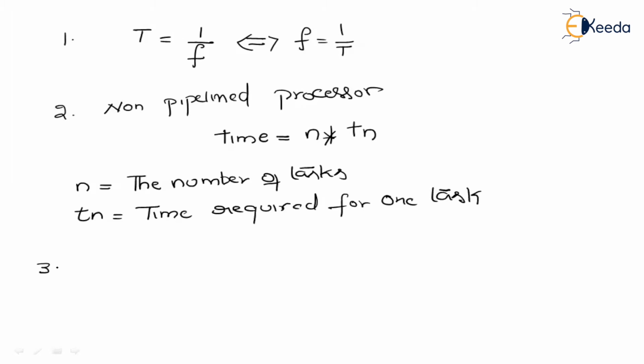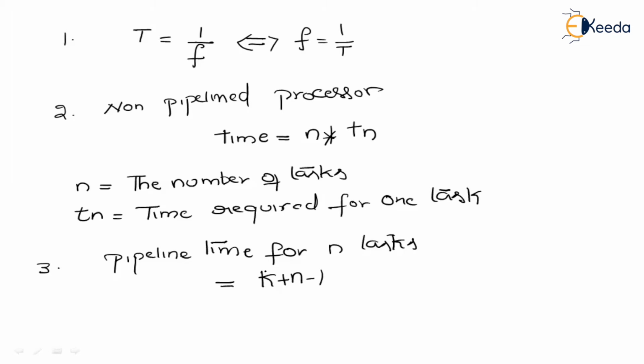The third one is pipeline time for n tasks, which is equal to (k plus n minus 1) into Tp.